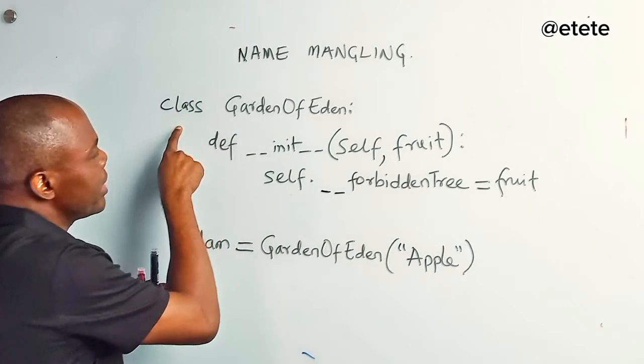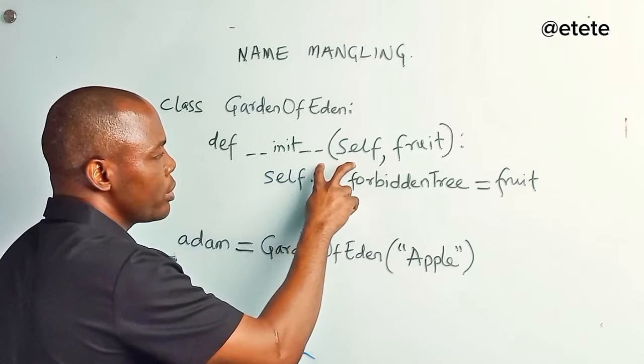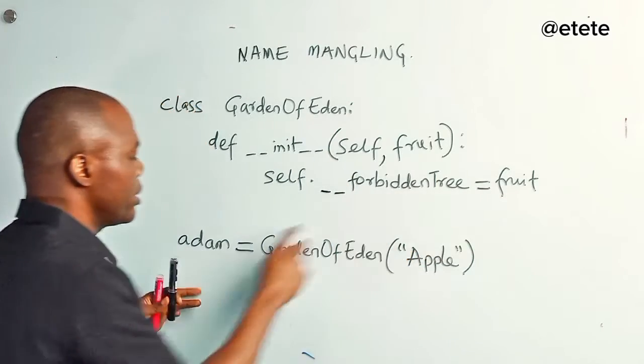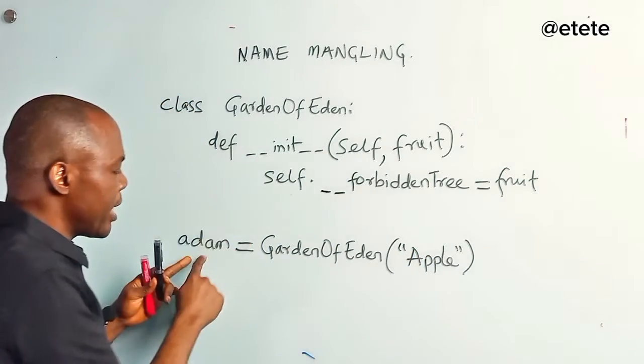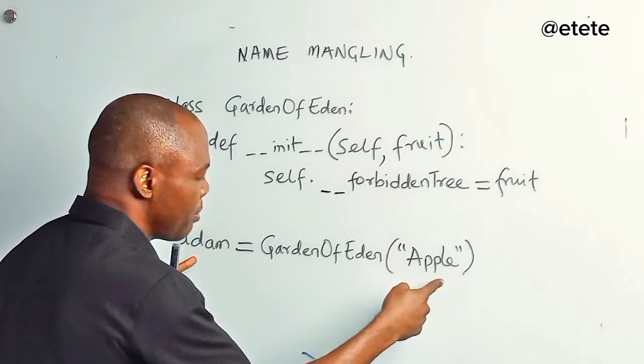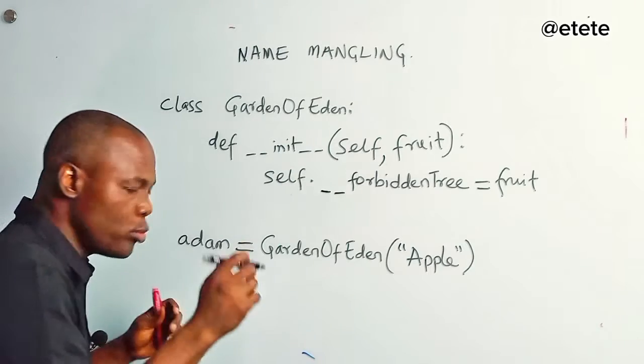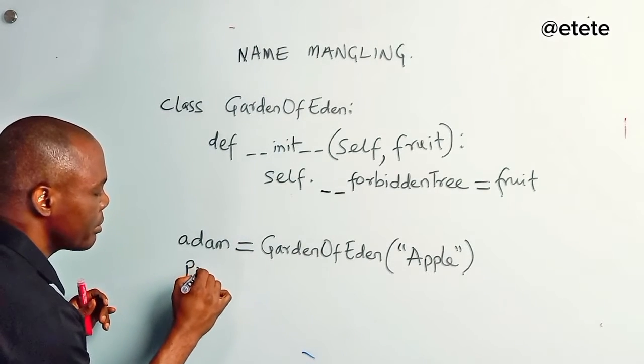Now, if you look at this now, is class Garden of Eden. Now we define an init method and then we supply the fruit to it. So now we are going to instantiate the class Adam, right? We instantiate the class and then Garden of Eden apple. So I want to access this just the way it is. All I need to do is come here and I say print.